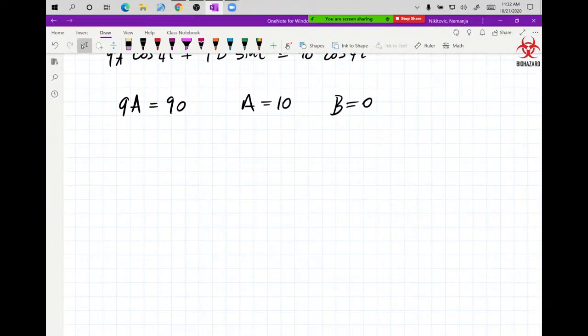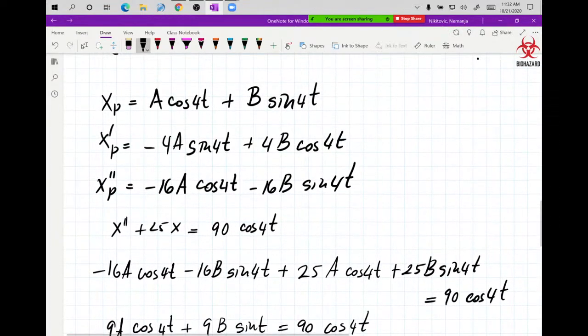So a is the only one that survives. That's 10 cosine 4t.